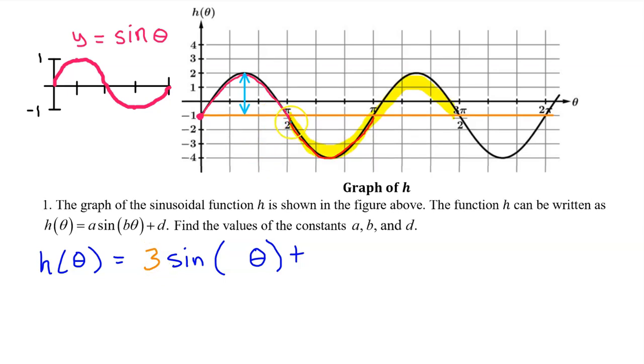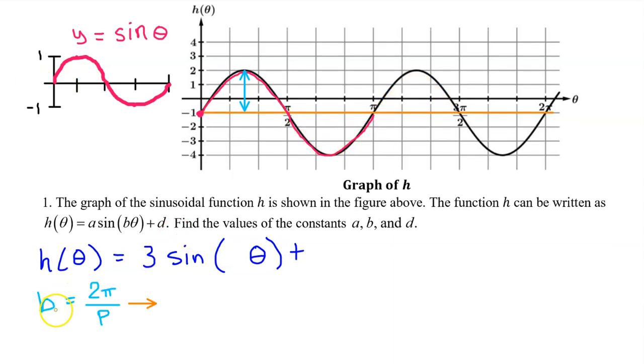Note that if we wrote an equation for h of theta based on this period of the graph, then the a value would be -3, because this period is upside down compared to the parent function.